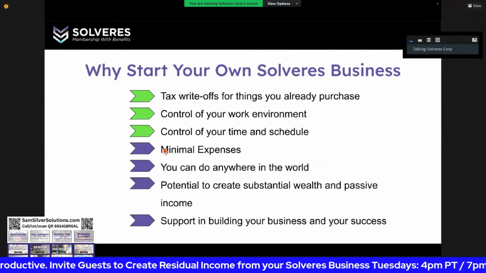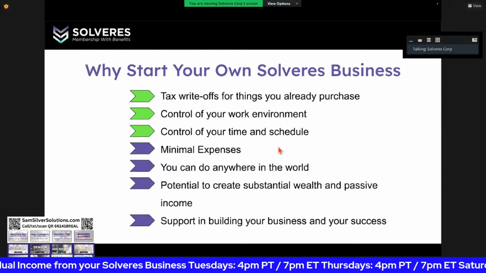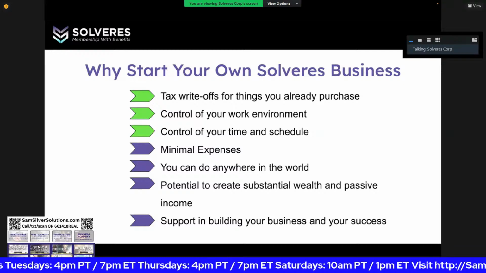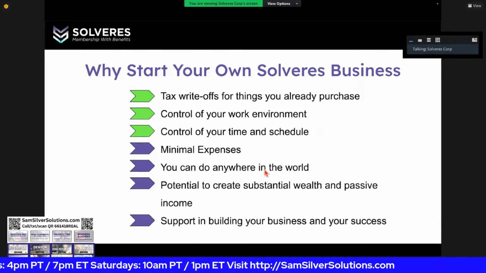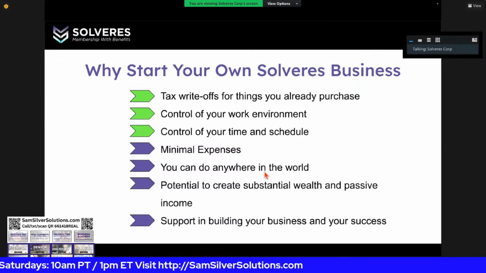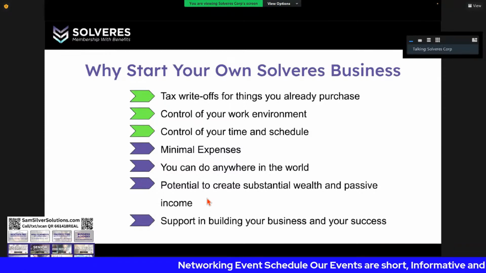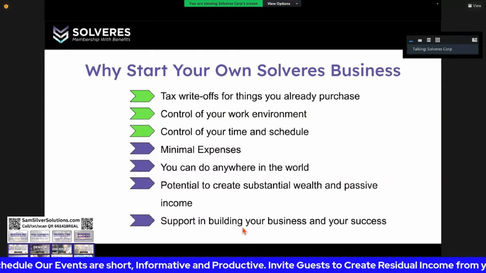There's some other benefits. One, minimal expenses, right? The company absorbs all the expenses to put everything together. You just become the smart affiliate marketer and make the connections with people. You can do this anywhere in the world. Carol Sue can attribute to that. She's in Belize. You have a potential to create substantial wealth and passive income. And I emphasize potential. It's not a promise. It's not a guarantee. But if you put in some effort and you be consistent, then you will be able to make some decent money, if not substantial amounts here with Solveres.